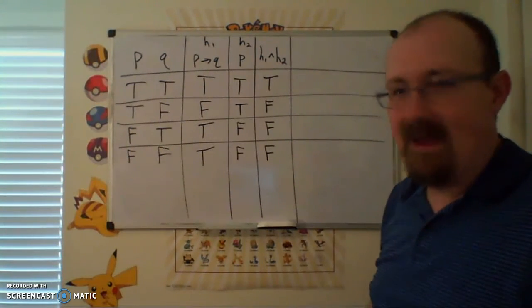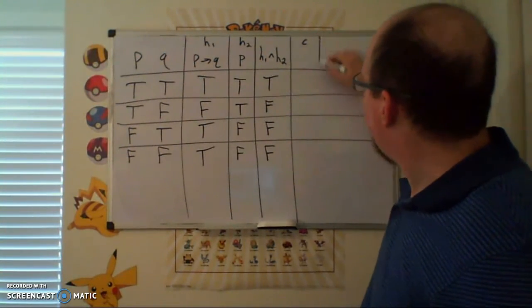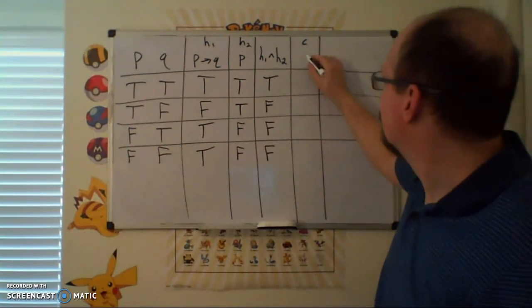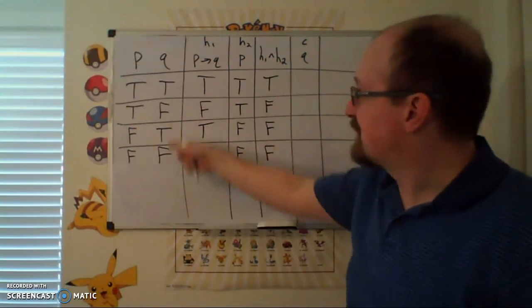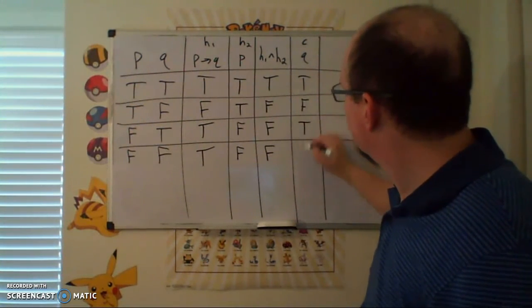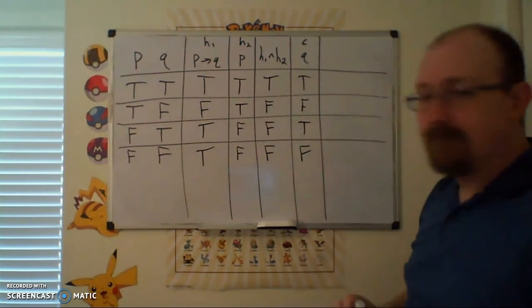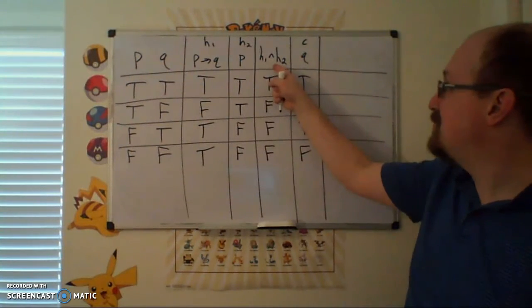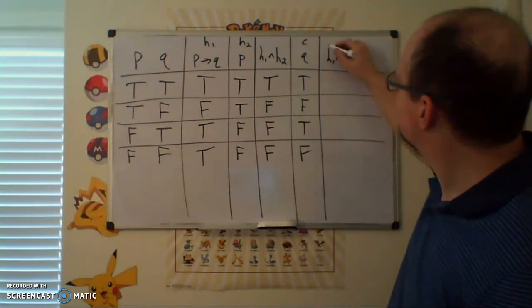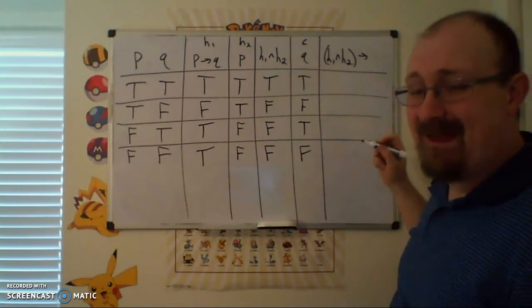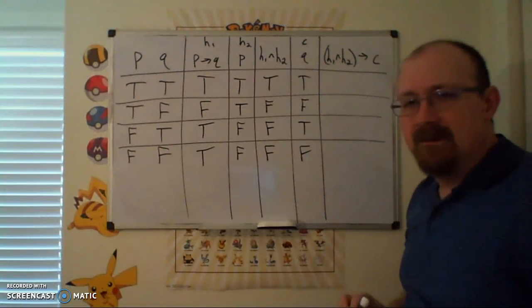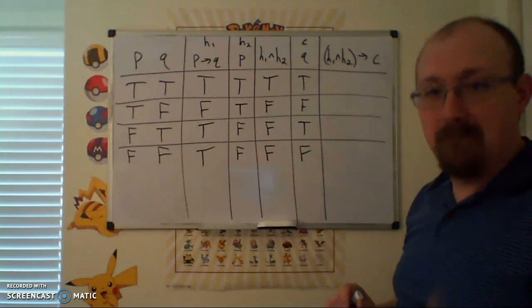Okay, we got that. Now we need our conclusion statement, C. That was just Q. So person is logical. I just copy and paste this into that particular spot in a truth table. I've got that. So I have H1 and H2. I have C. Now for the end game. So, all right. So H1 and H2 implies C.